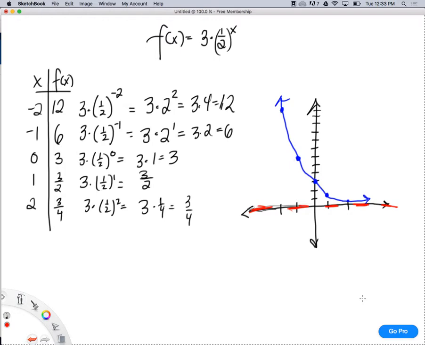All right. So this is how you graph an exponential function. That's exponential decay. The previous one was exponential growth. Any questions on that? Okay.